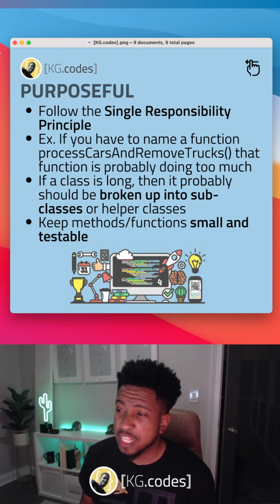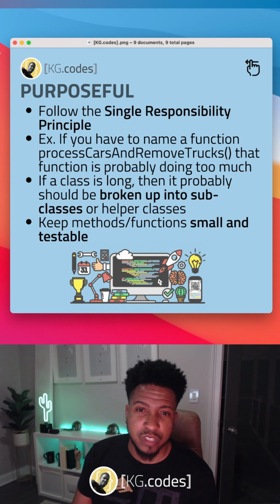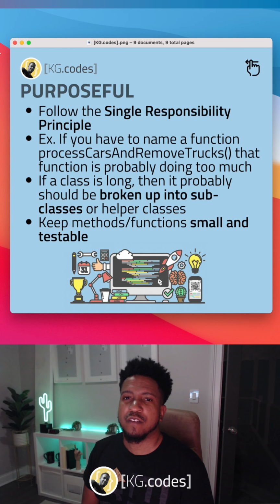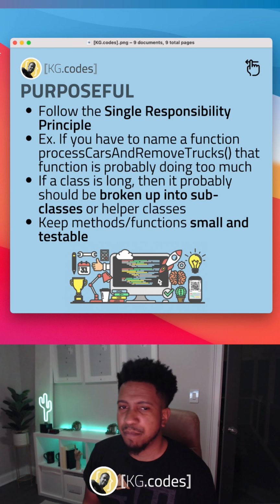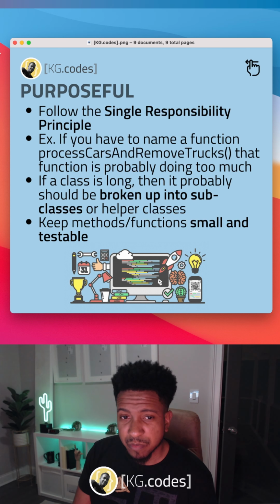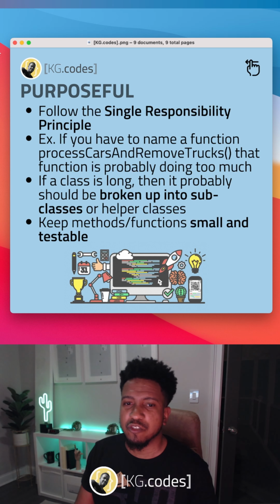To write clean code, it needs to be purposeful. Try to follow what's called a single responsibility principle. For example, if you have a function named processCarsAndRemoveTrucks, then that function is probably doing a little bit too much. It's probably a good sign that you should break it down.